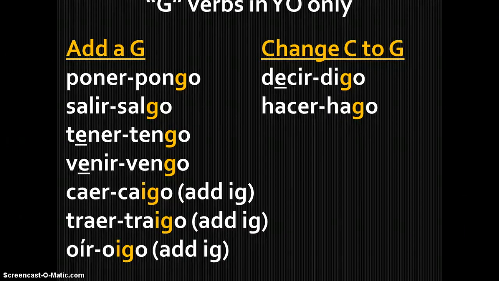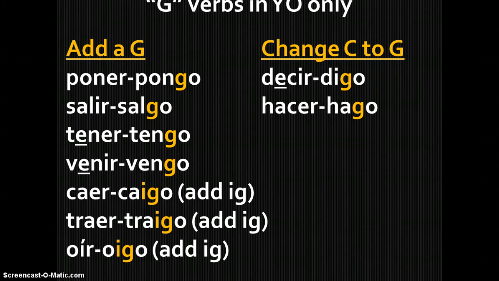So poner means to put or place, and the yo form is pongo, and then it's a regular ER verb. Salir means to leave or to go out. The yo form is salgo, and the rest are regular IR verb conjugations. Tener is to have. The yo form is tengo. It is an E to IE stem changer, and so it is conjugated like a stem changing verb as well.